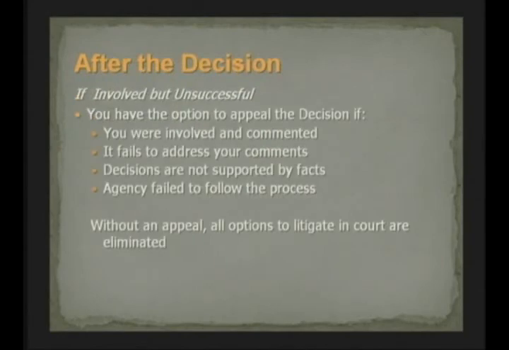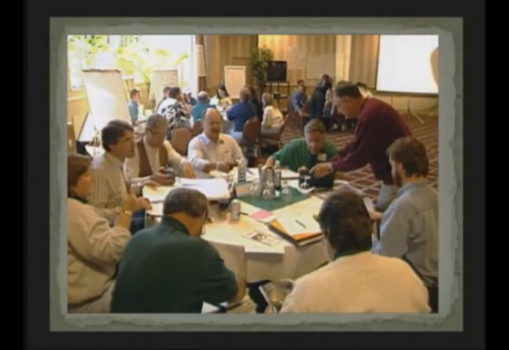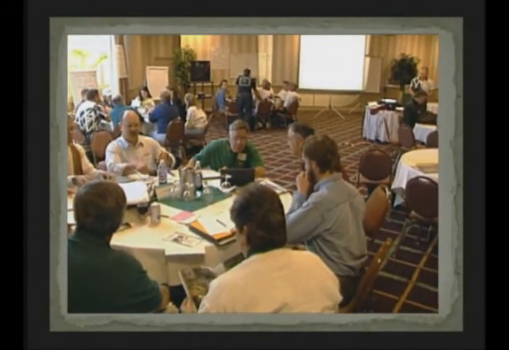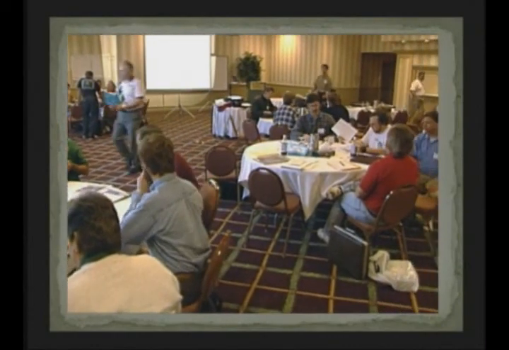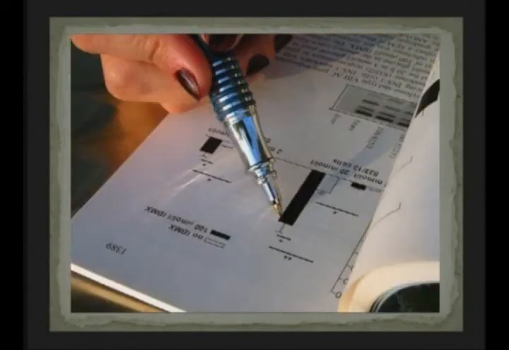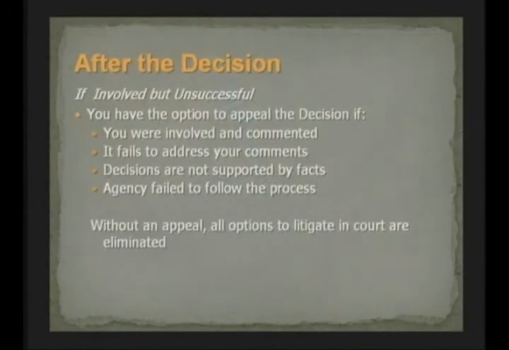If you were involved but were not successful, you have the option to appeal the decision. If you were involved and made comments. If it fails to address your comments. If decisions are not supported by facts. And if the agency failed to follow the process. Remember, without an appeal, all options to litigate in court are eliminated.